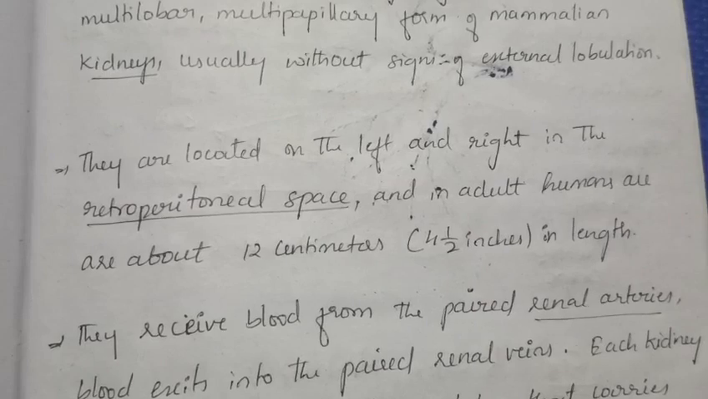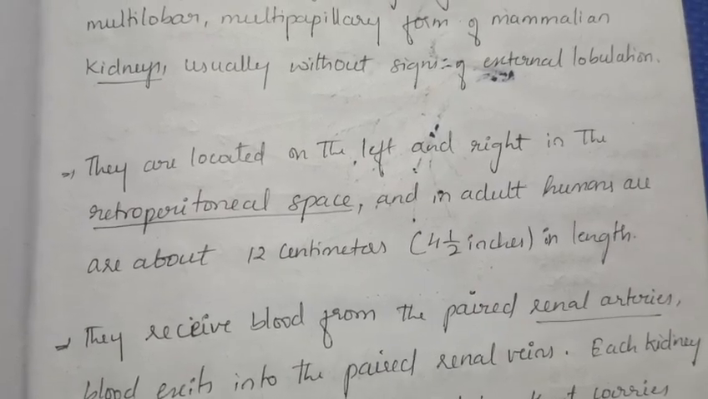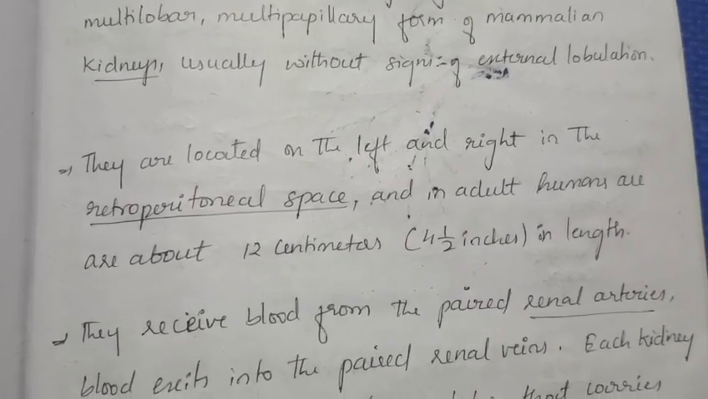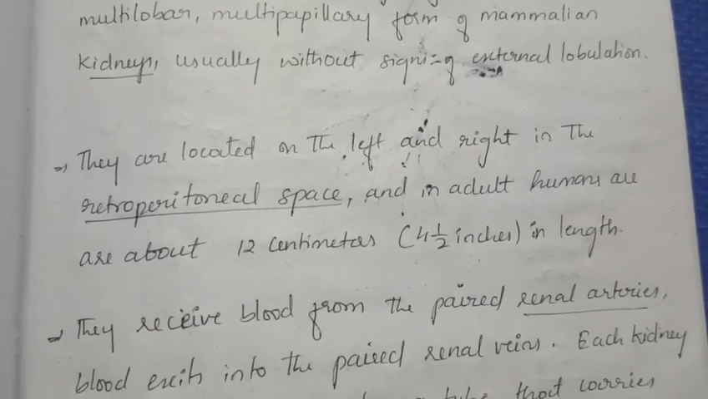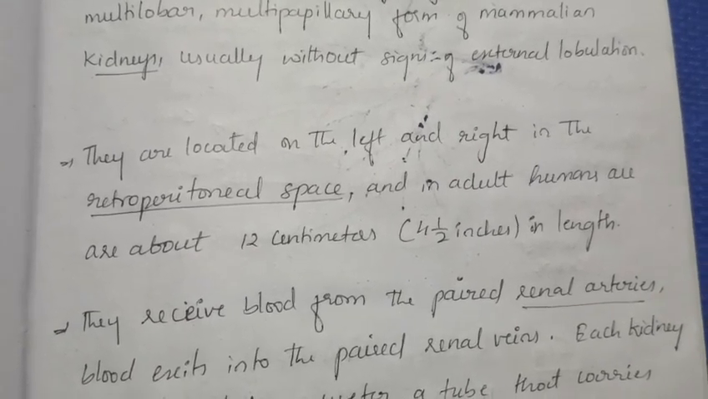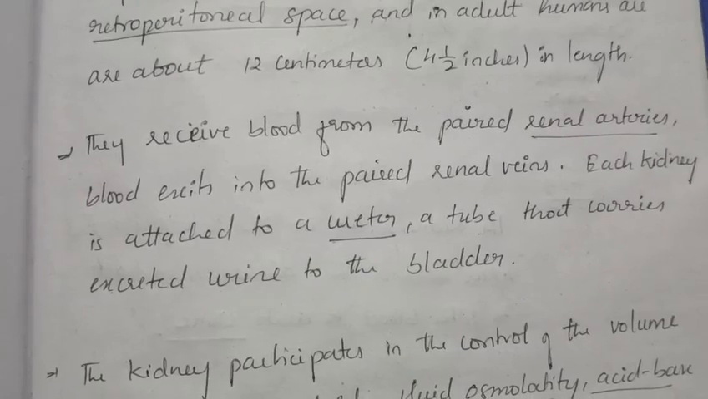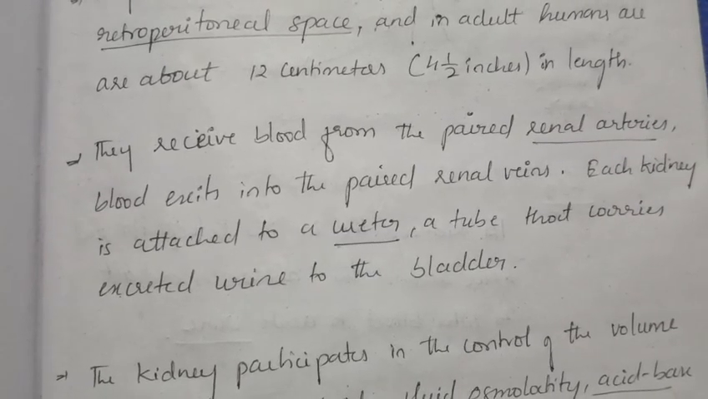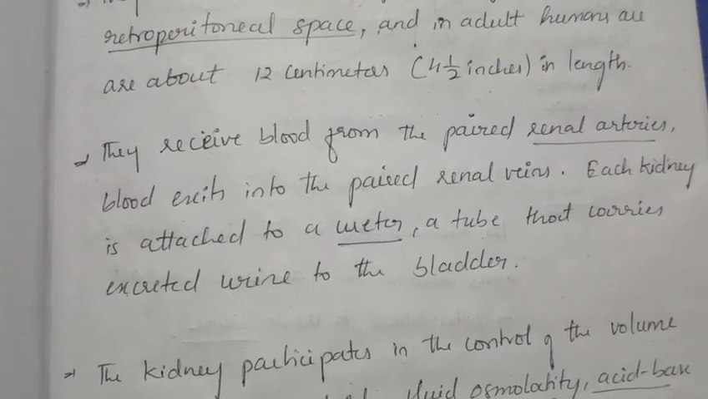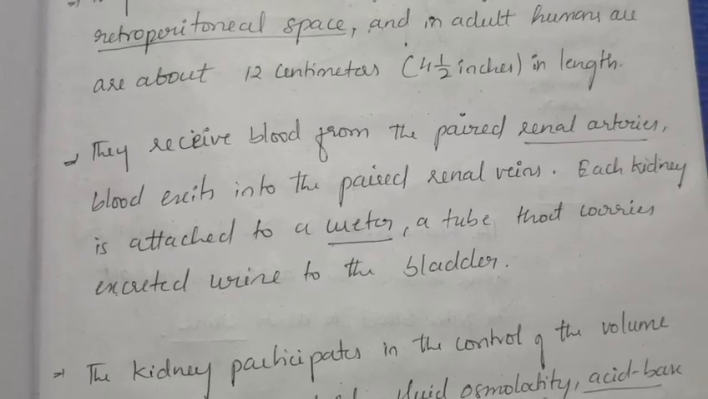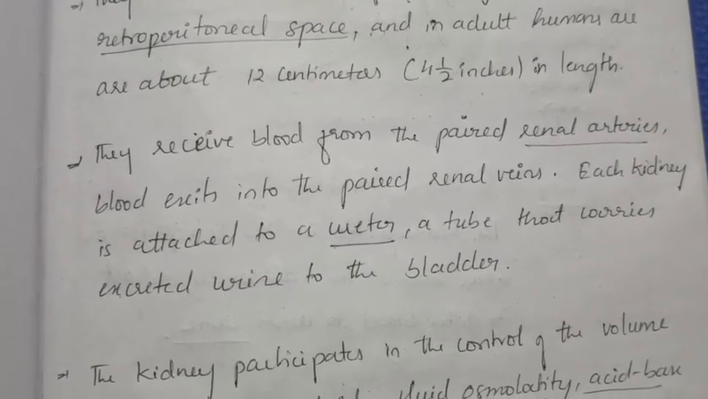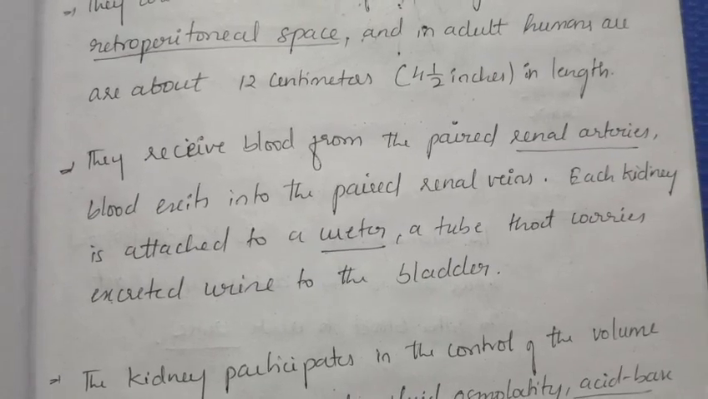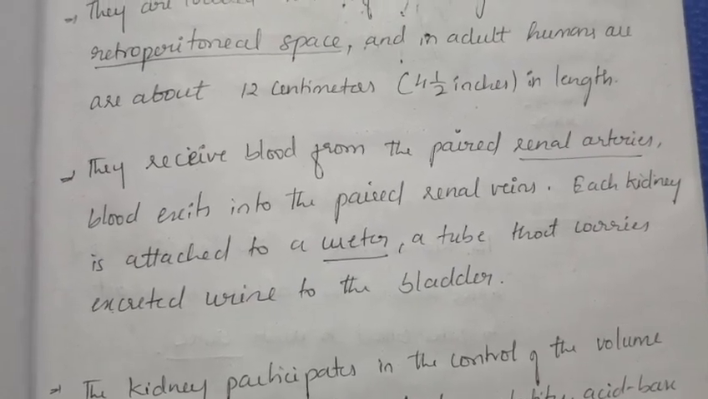They are located on the left and right side in the retroperitoneal space and in adult humans are about 12 centimeters, that is 4.5 inches, in length. They receive blood from the paired renal arteries. Blood exits into the paired renal veins. Each kidney is attached to a ureter, a tube that carries excreted urine to the bladder.